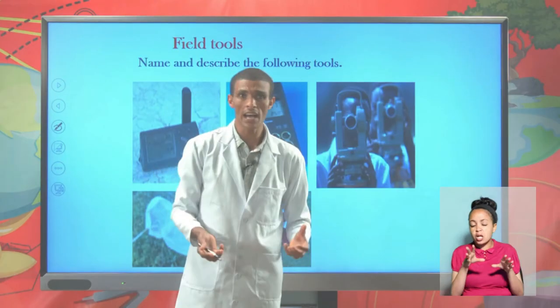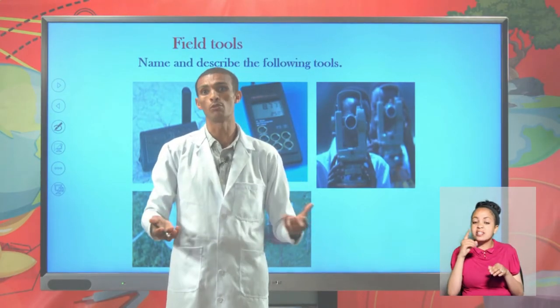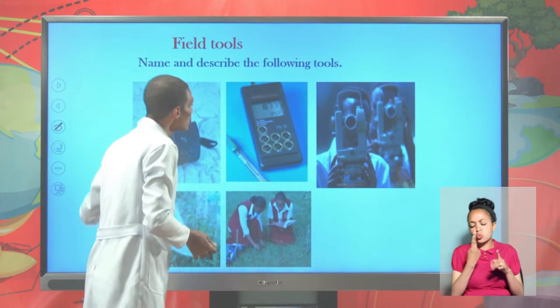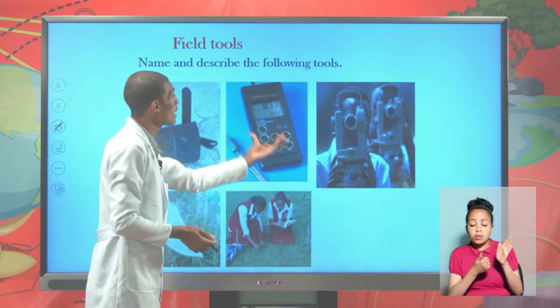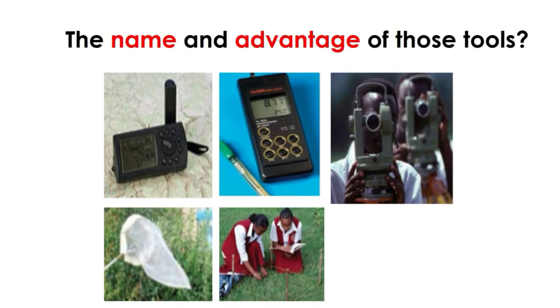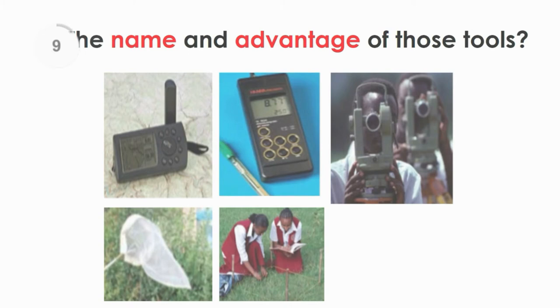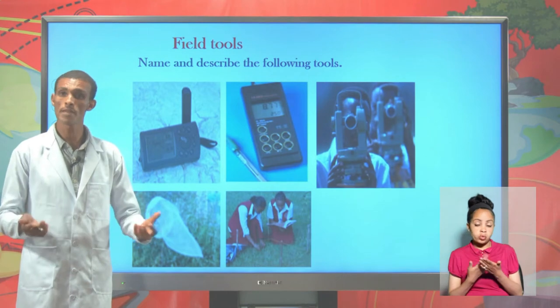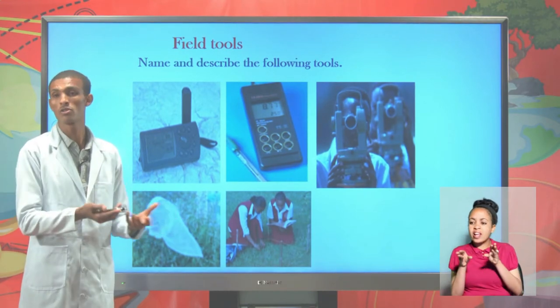To collect data from the field, biologists can use field tools too. For example, these are some of the tools that biologists use in the field. Do you know the name and the advantage of this tool, student? Good. This is very important in collecting data from the field outside of a lab.